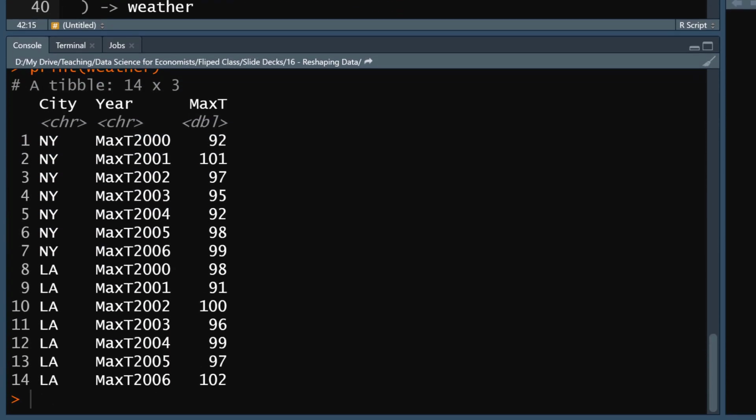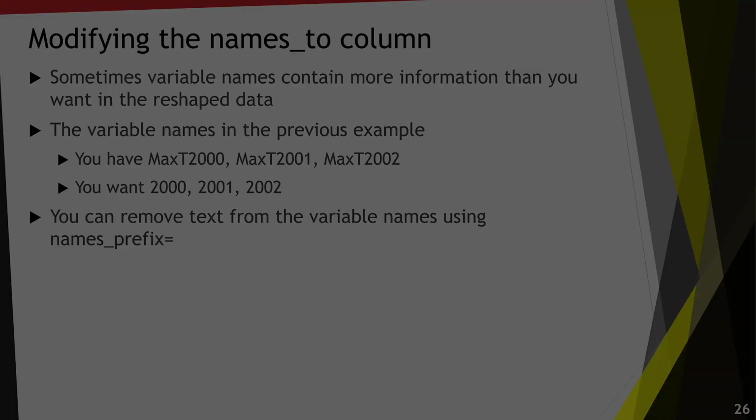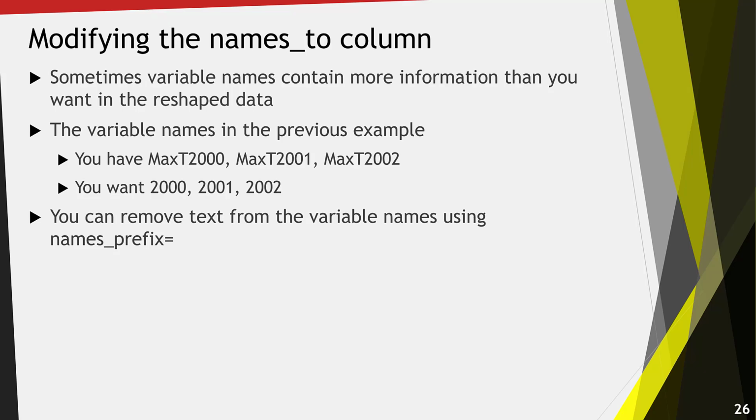Looking in the output window, you can see I now have a long form tibble with 14 observations. The city column contains the abbreviation of each city. The year contains information that was previously in column names, and the max t column contains the information that was previously data. Sometimes when you reshape your data, the variable names contain more information than you actually want in your reshaped output data. The example I've given you here is a good case of that.